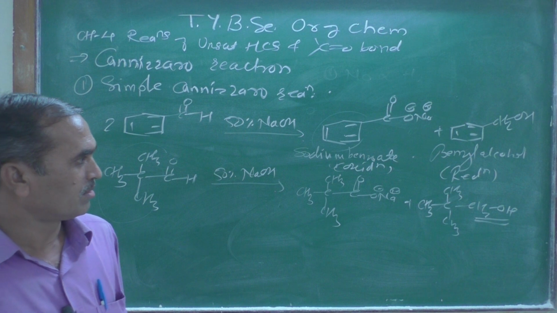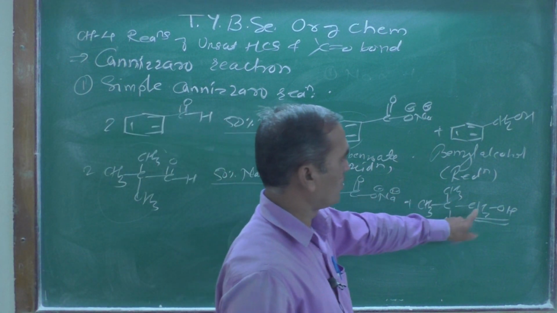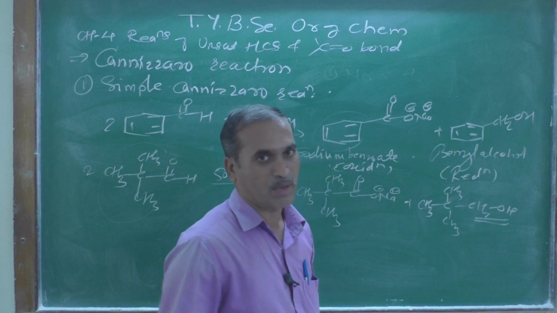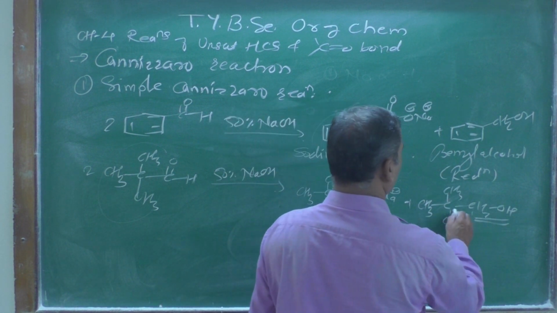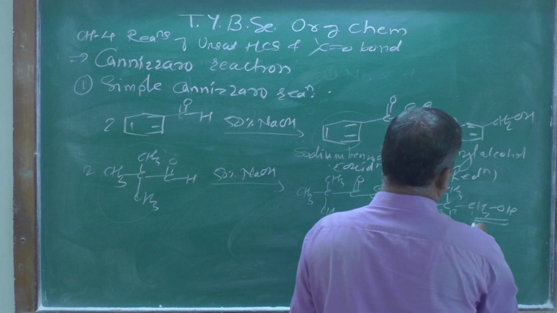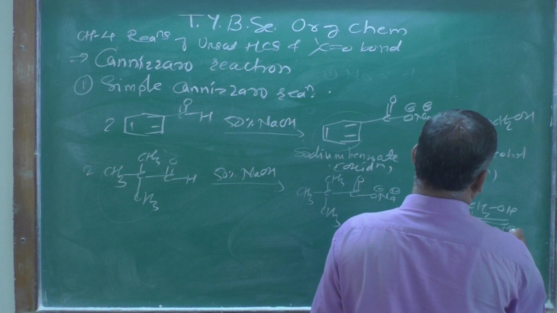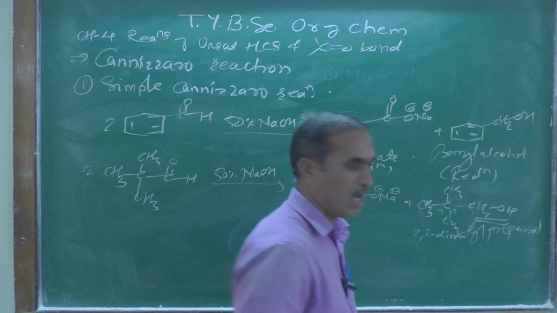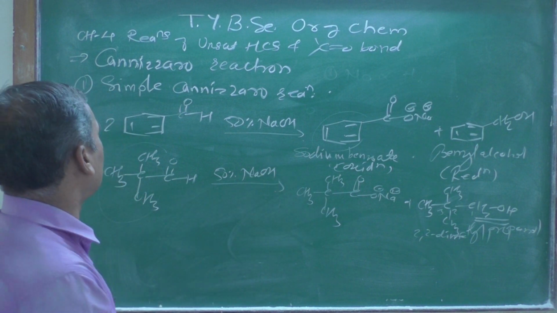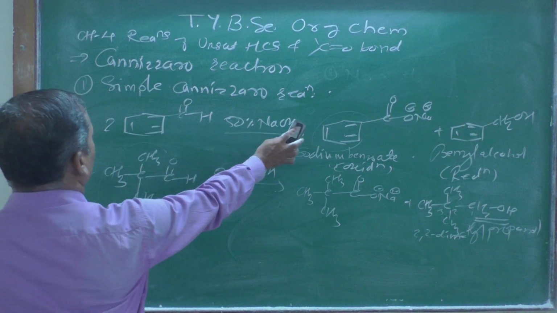Can you tell me the IUPAC name of this compound? This one: 1, 2, 3, that is 2,2-dimethyl propanol. That will be the IUPAC name of this compound. So in this way we have seen the simple Cannizzaro's reaction.